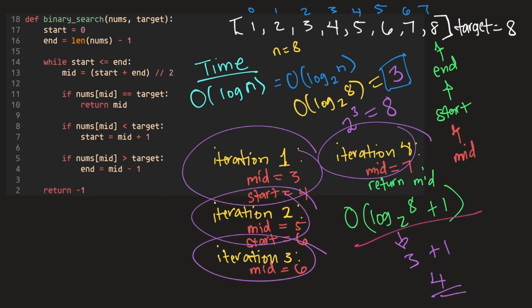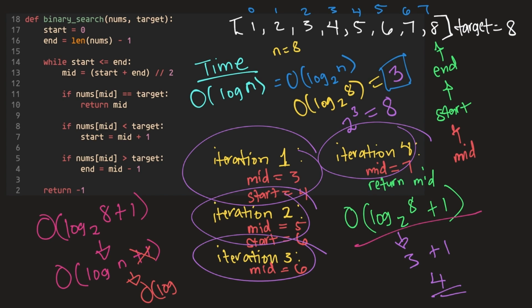So this here, let me write it over here because I'm running out of space. O log base 2 of 8 plus 1 is O log n plus 1. But in big O, we ignore constants, so we can ignore this plus 1, which comes out to O log n, which is our time complexity for this function.